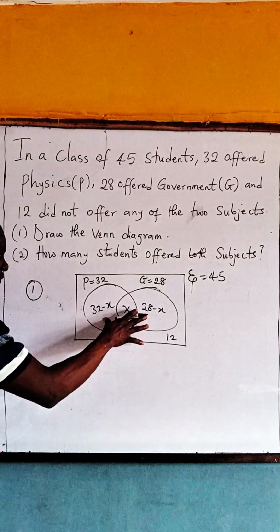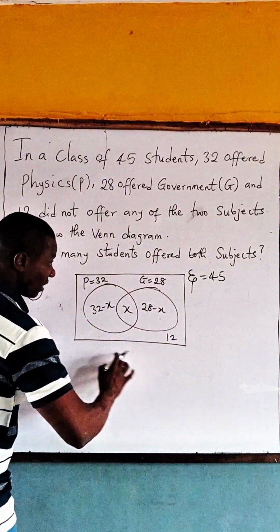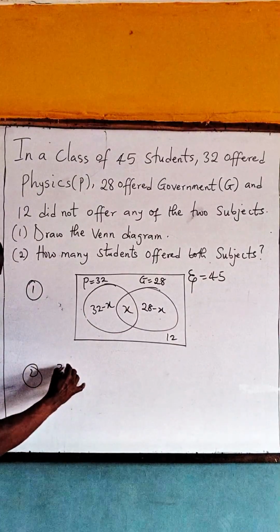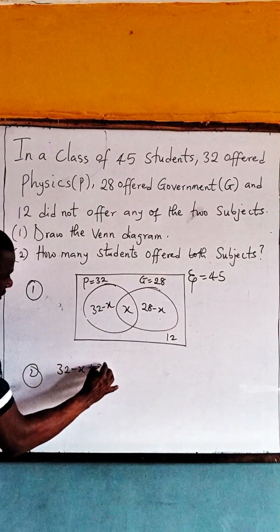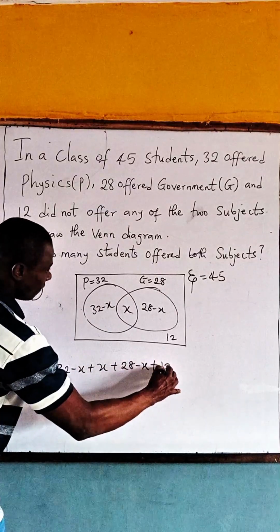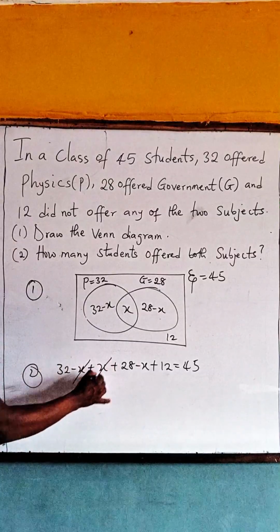To find X, we are going to add everything within the circle to what we have outside the circle, but within the rectangle, and equate them to 45. If you do that, we are going to be having 32 minus X plus X plus 28 minus X plus 12, and that will be equal to 45. Now, this X here will cancel this.